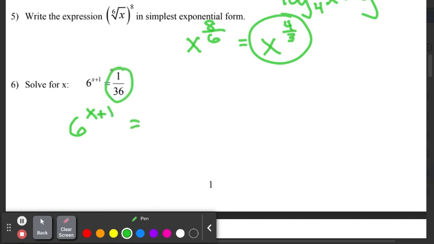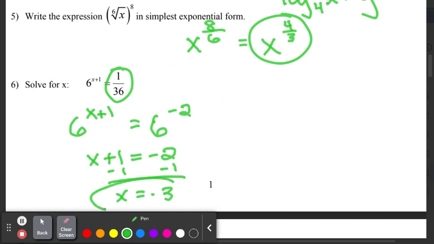To turn 1 over 36 into a base of 6, we know 6 squared is 36. So to put that 36 in the denominator, you make the exponent negative. With your common bases, those can cancel out. So you have x plus 1 equals -2. And to solve for x, you subtract 1 on both sides. So you get x equals -3. I'll stop the video here and make the page 2 video next.